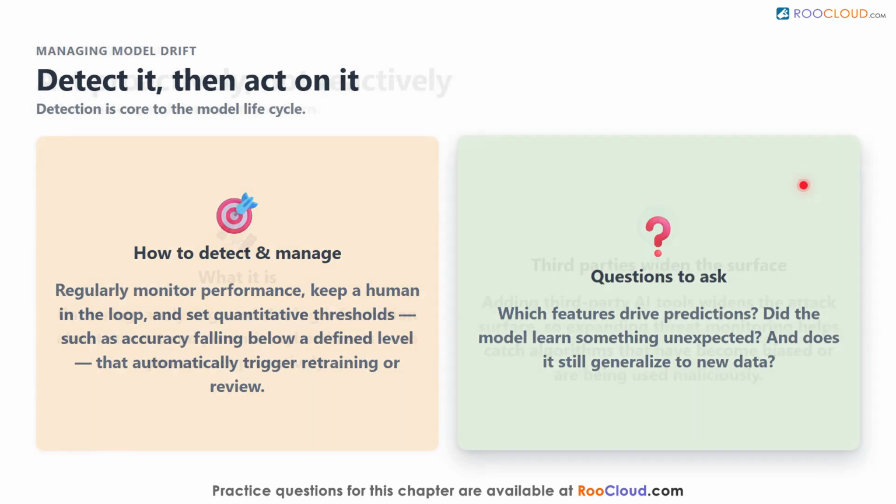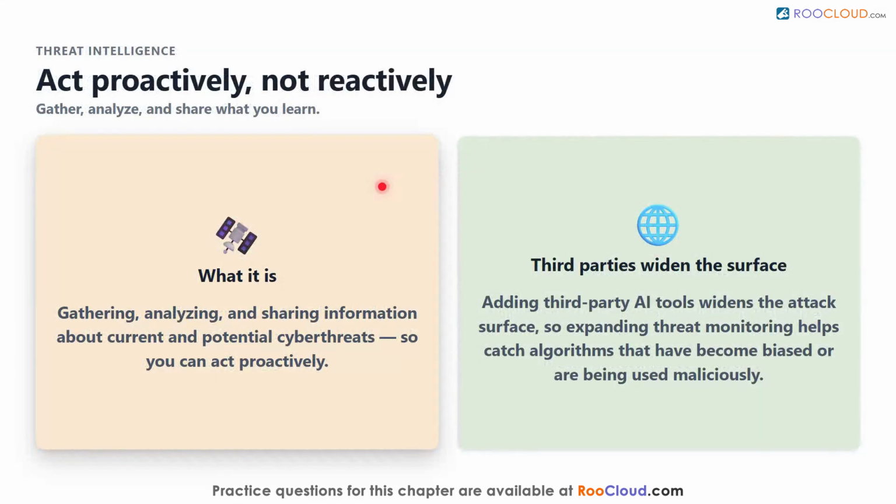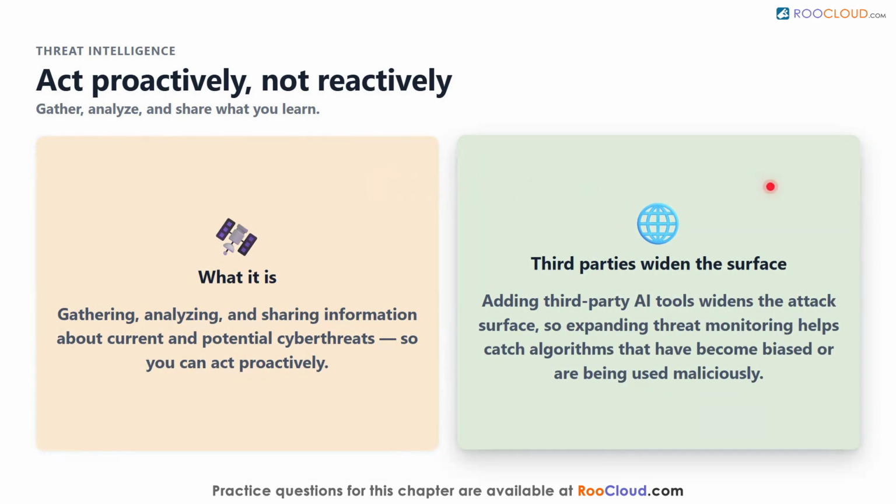Next is threat intelligence, which means gathering, analyzing, and sharing information about current and potential cyber threats so you can act proactively. Adding third-party AI tools widens the attack surface, so expanding threat monitoring helps catch algorithms that have become biased or are being used maliciously.